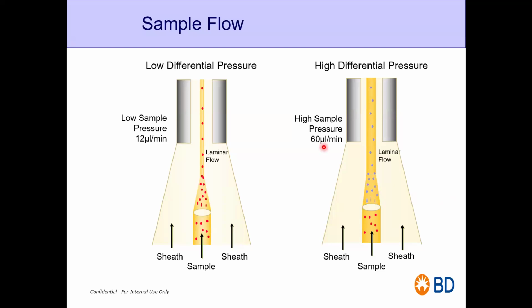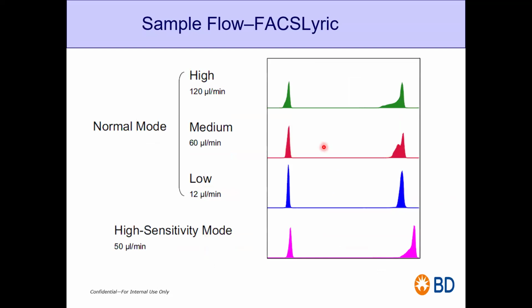And what does it mean? What is the compromise you have to make with high, low, and medium? In low, your resolution is pretty good because at a single time, a single cell is hitting the laser. But as you increase the sample pressure, it will give you a little bit of background and a spread population. It's because multiple cells are hitting the laser at one time, or there is a zigzag motion, and they are not stable.